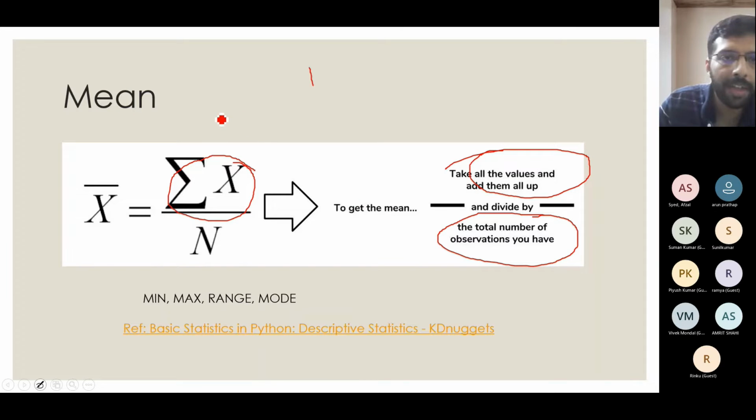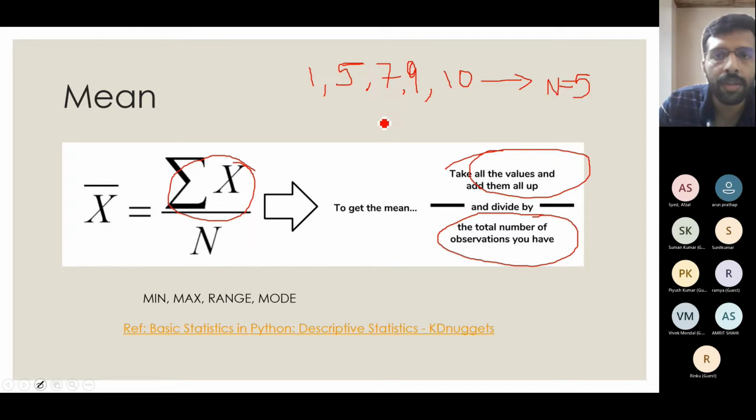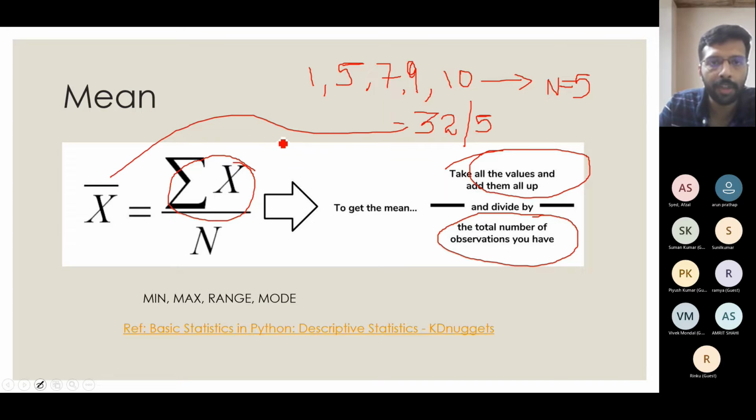Suppose my data is 1, 5, 7, 9 and 10. Here how many data points am I having? 1, 2, 3, 4, 5. So here my n is 5. What I have to do is first take all these values and add: 5 plus 1, 6 plus 7, 13 plus 9, 22 plus 10, 32, divided by the total number of data points, 5. So this will be my mean for this particular set of discrete data.